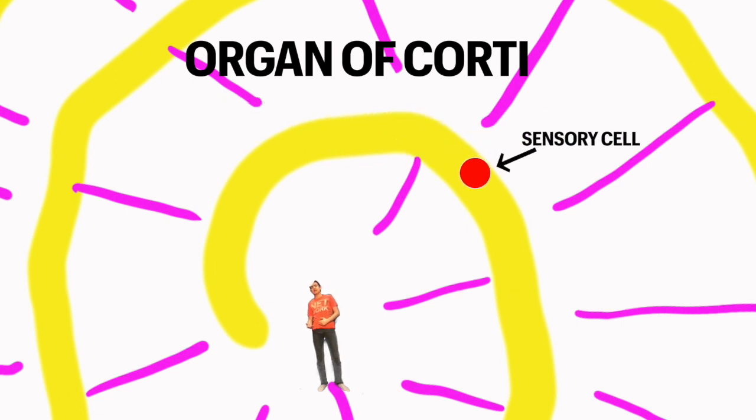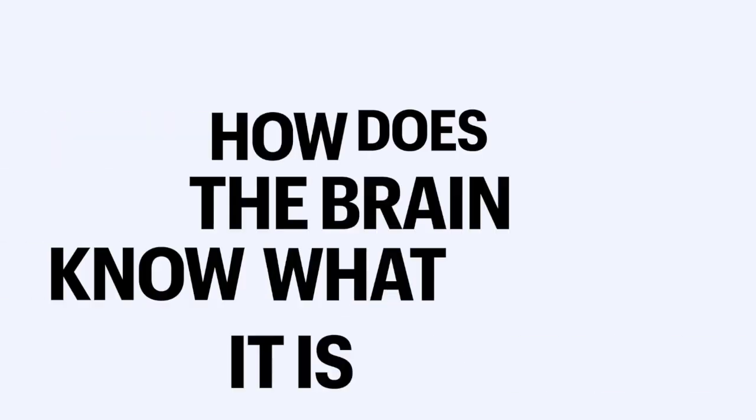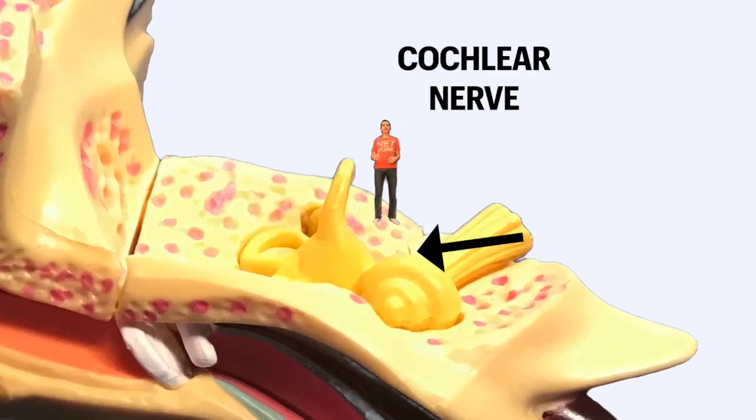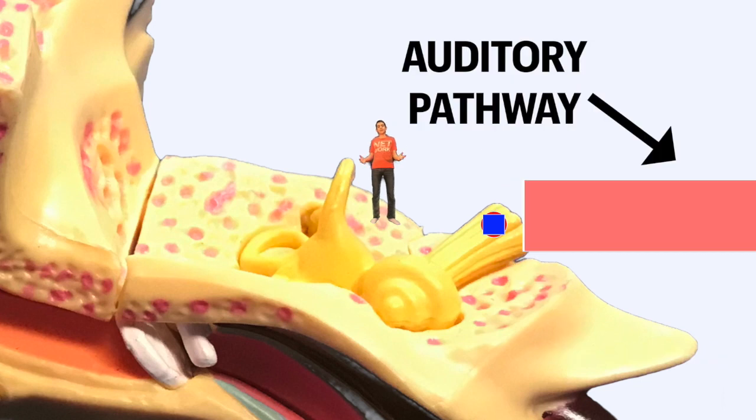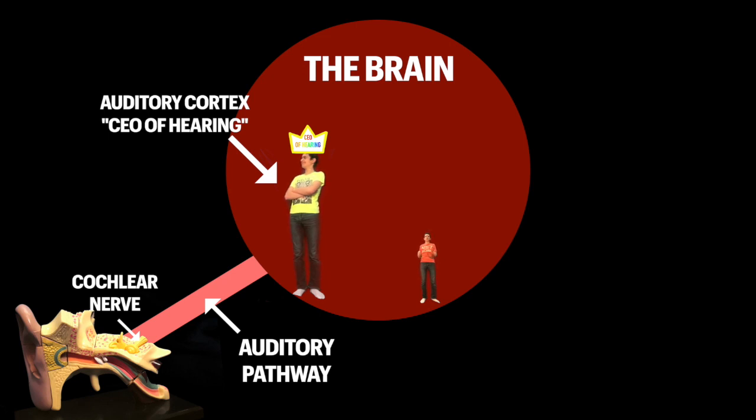Once the sound is detected, we move on to our second question. How does the brain know what it is hearing? The cochlear nerve are sensory neurons that carry electrical signals through the auditory pathway and into the brain, more specifically, the auditory cortex. This is where the CEO of hearing lives, with all the memory files and background information of every single sound a human has heard in their current lifespan. The electrical signal takes about 2 to 4 seconds to be processed in the brain as memory.